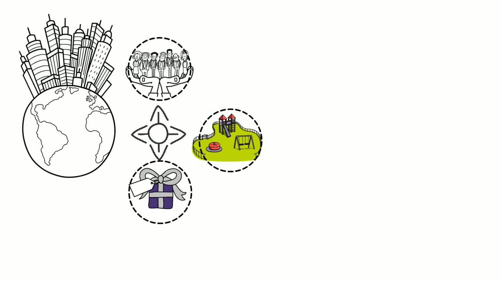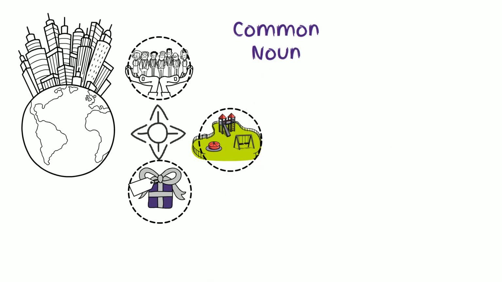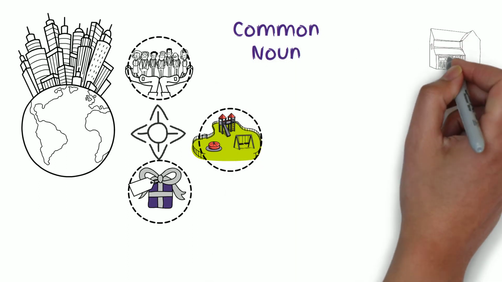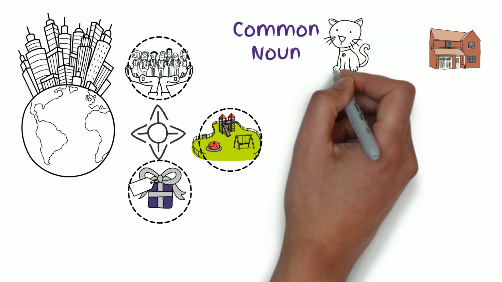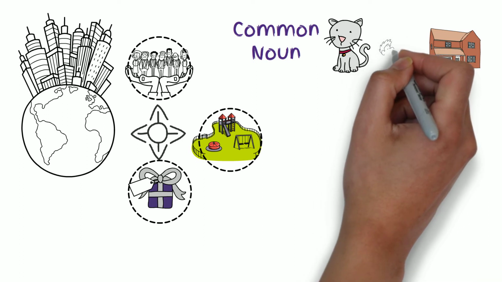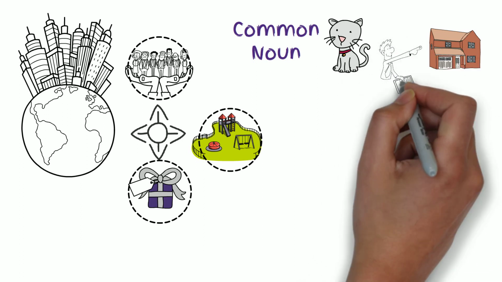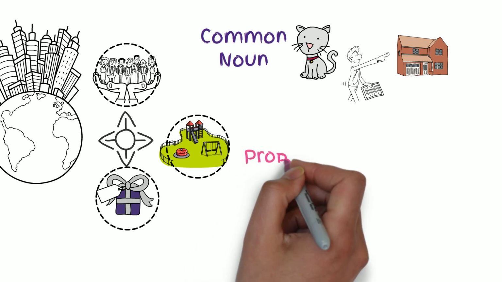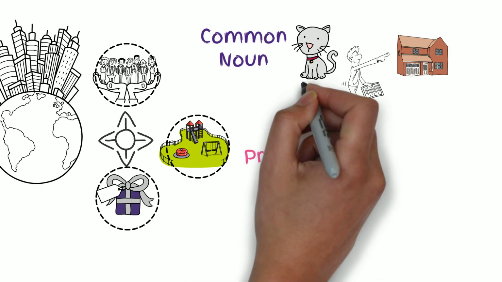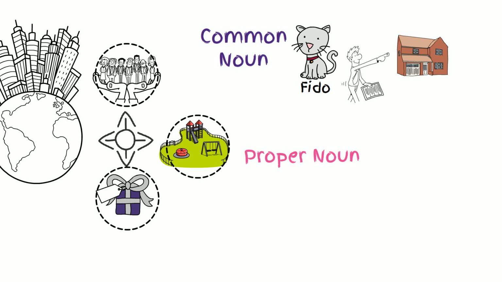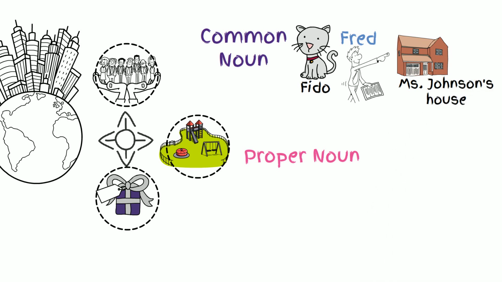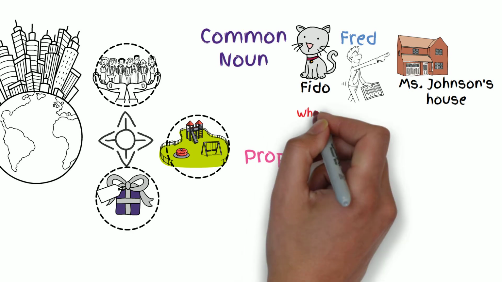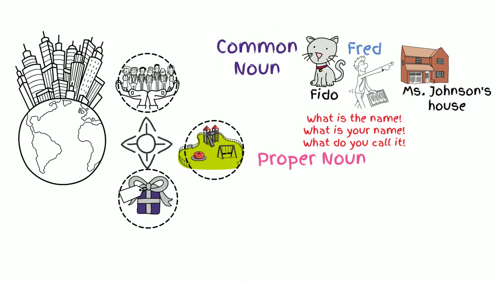I want you to think of the word common as something that is very popular. For example, a car, house, cat, or dog, or even a restaurant are common things that we see every day. Proper nouns are specific. Instead of saying cat, we should call the cat Fido. Instead of saying man, we should call him by his name. Instead of saying house, we may say things like Mrs. Johnson's house. If the item or person has a name, it is a proper noun.